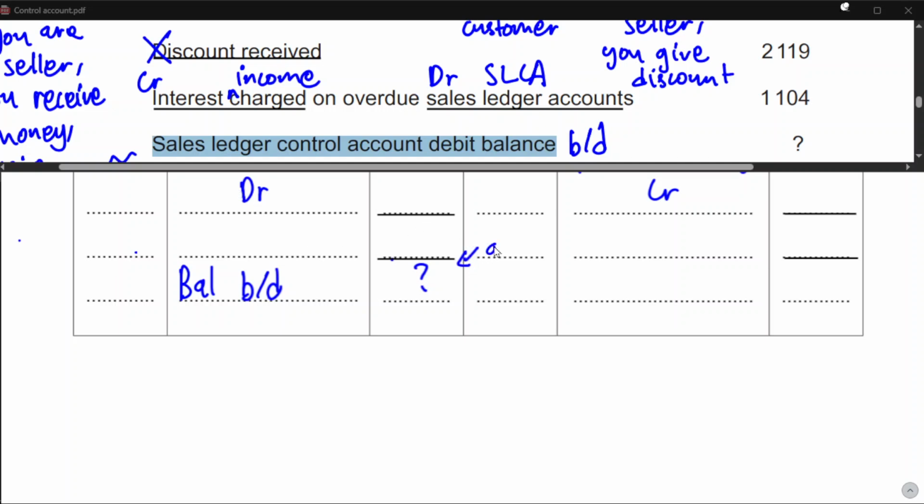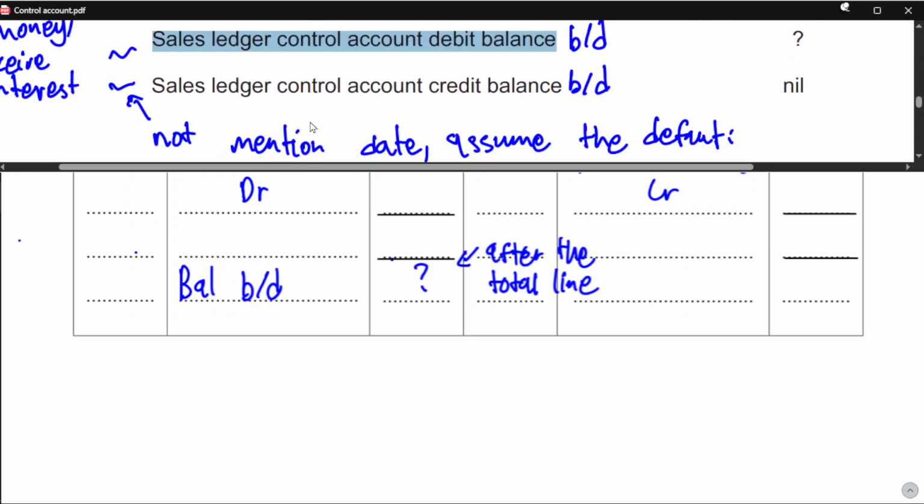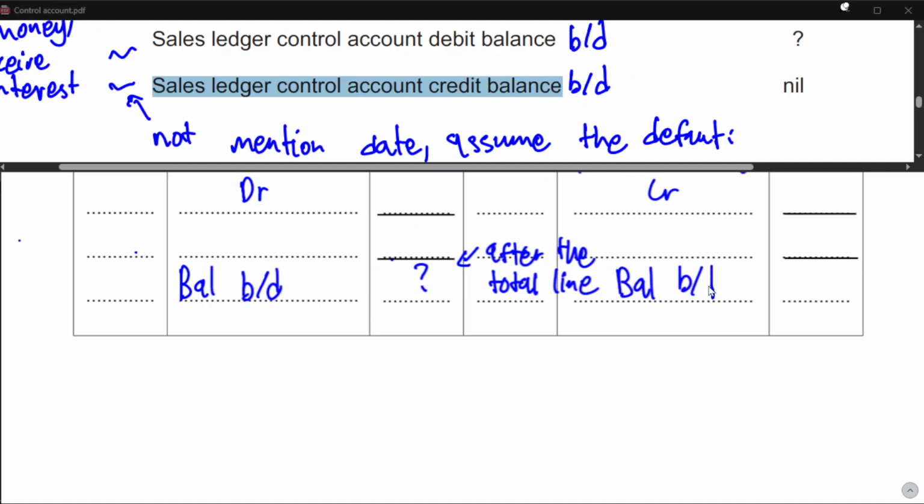This one is after the total line. Total comes first, then you put balance BD. Okay, continue. I say this one credit balance BD. So the one balance BD, this one is 0, so I just put 0.